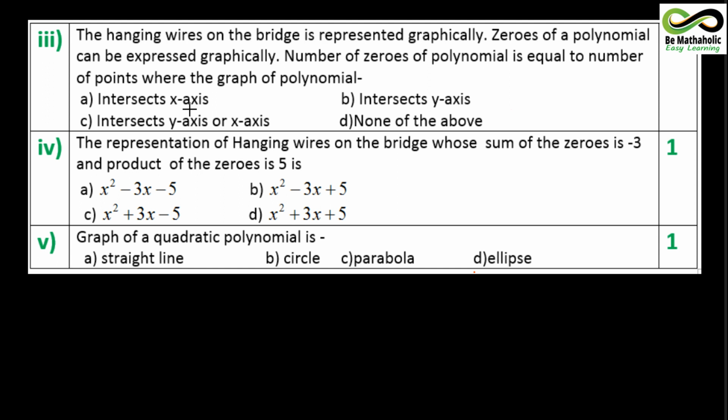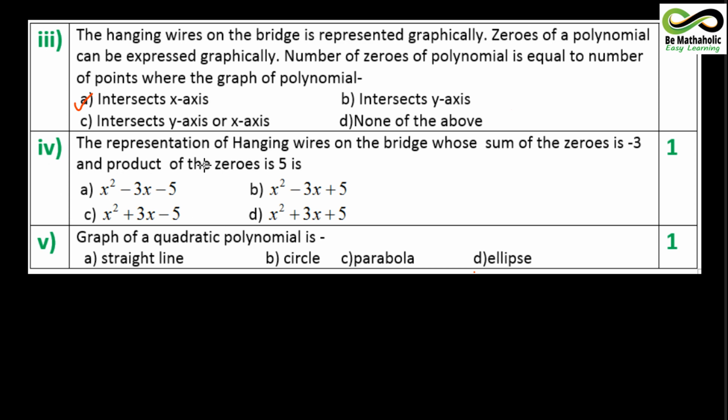Now they are asking in this question how you can find the number of zeros. Now the number of zeros can be found. They are equal to the number of points. Now when does this condition hold? When the line or the graph or the curve intersects the x-axis or y-axis or both the axes, or none of the above. Now you know zeros can be found, and zeros are in fact detected only when the curve is intersecting the x-axis. Okay, so this will be the right choice.